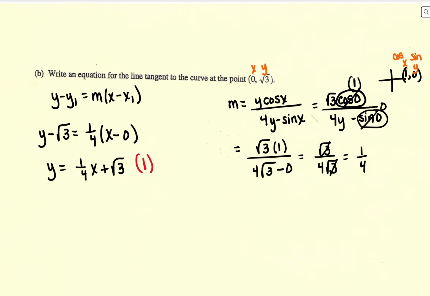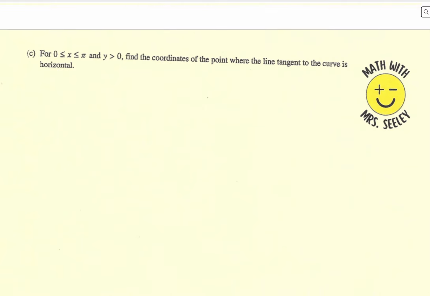All right, C part says, when x is between 0 and pi and y is positive, find the coordinates of the point where the tangent line is horizontal.